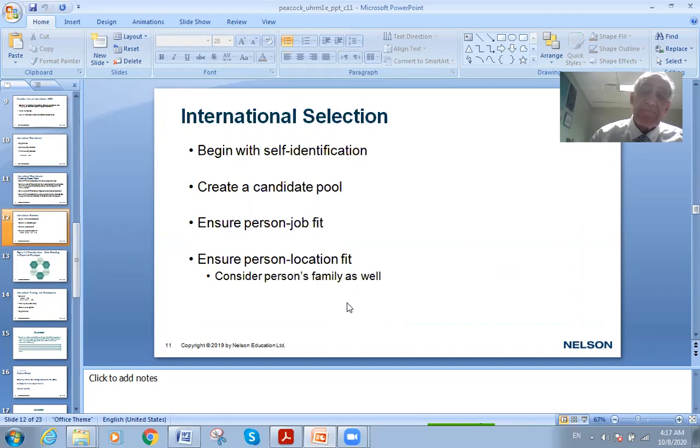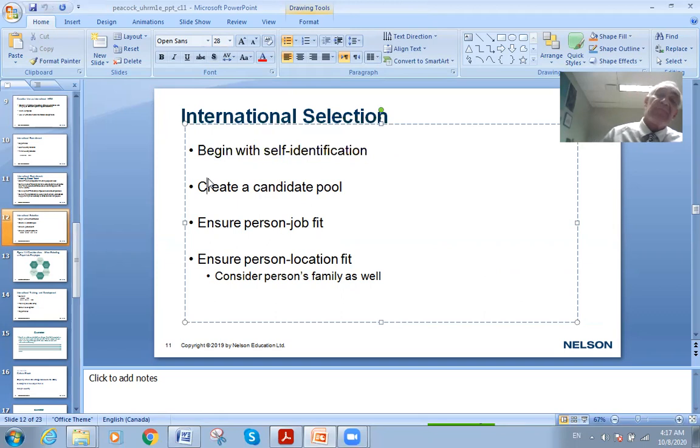International selection. Begin with self identification. Identify yourself. Create a candidate pool. And at the same time, self identification here means the people which you want, their own experience, their own skills. Okay. You will make a pool for the candidates. Ensure person job fit. Make sure that this job is matching with this person's capabilities and abilities. They are all going together in the same way. Ensure person location fit. Okay, if I get this guy to work for me here, would it be a good idea? There will be a matching or no?